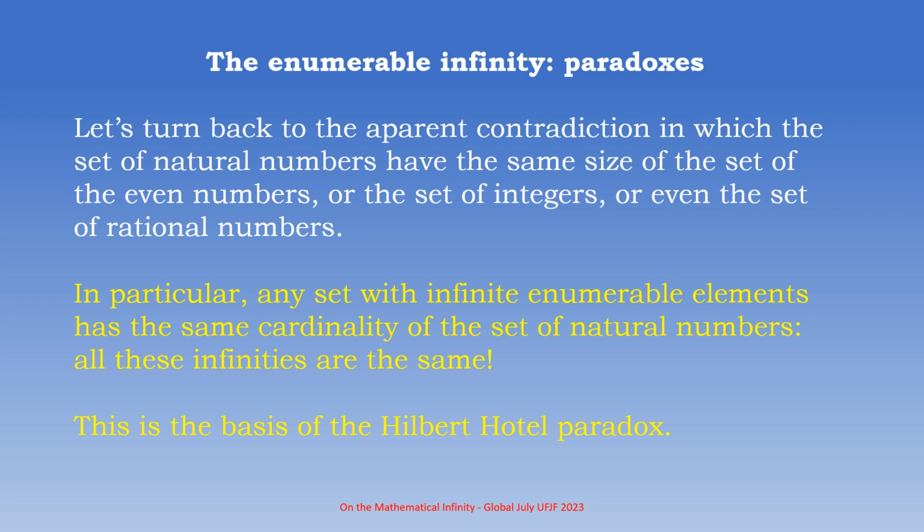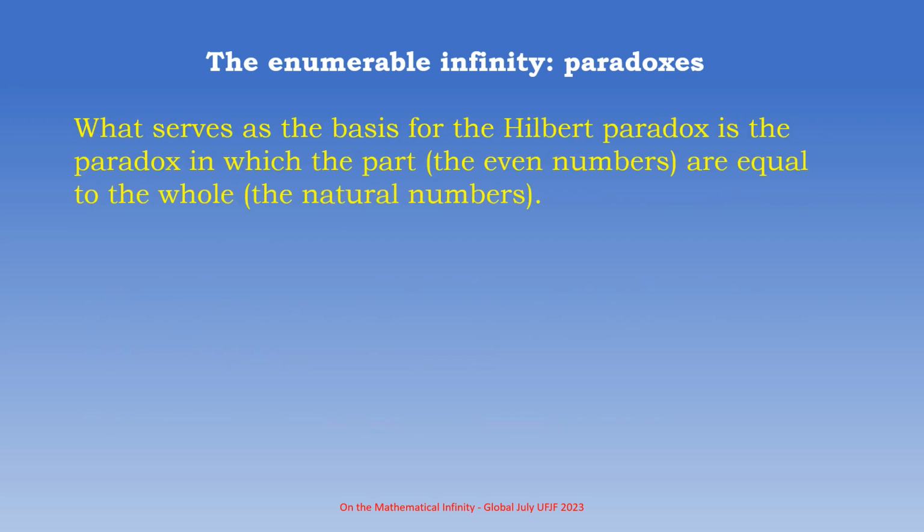But this is very strange, even if after all it seems a little bit strange, okay. And in particular, any set with infinite enumerable elements has the same cardinality as the set of natural numbers, what I have said right now. All these infinities are the same, in the sense that the cardinality is the same. This is the basis of the Hilbert Hotel paradox. Maybe most of you have heard about the Hilbert paradox. What serves as the basis for it is the paradox in which the part is equal to the whole.